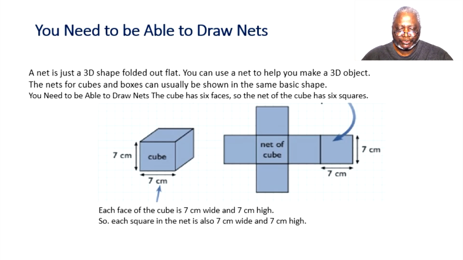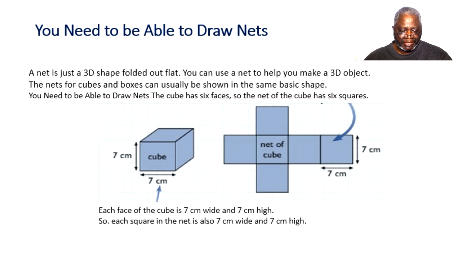You can use a net to help you make a 3D object, as I said. The net for cubes and boxes can easily be shown in the same basic shape. You need to be able to draw nets, and the cube has 6 sides or 6 faces. So the net of the cube has 6 squares. Okay? You know that a cube is equal on all sides, equal angles, equal width, equal length.